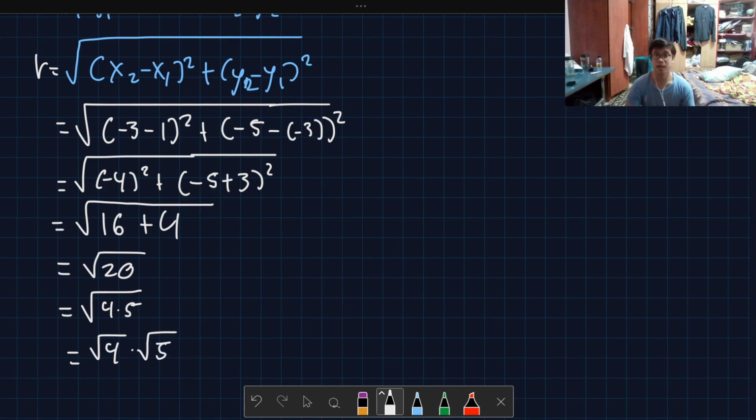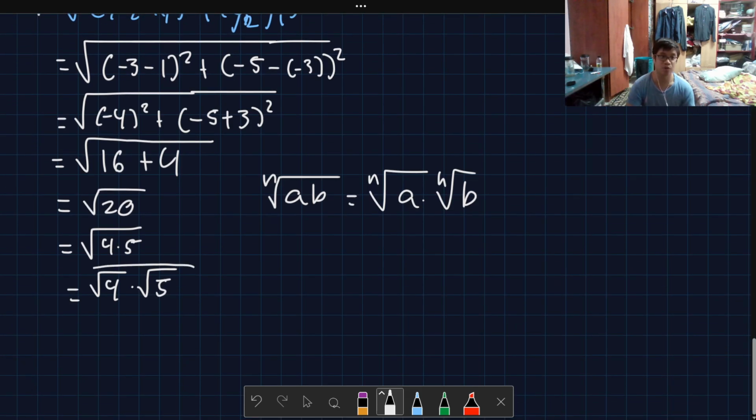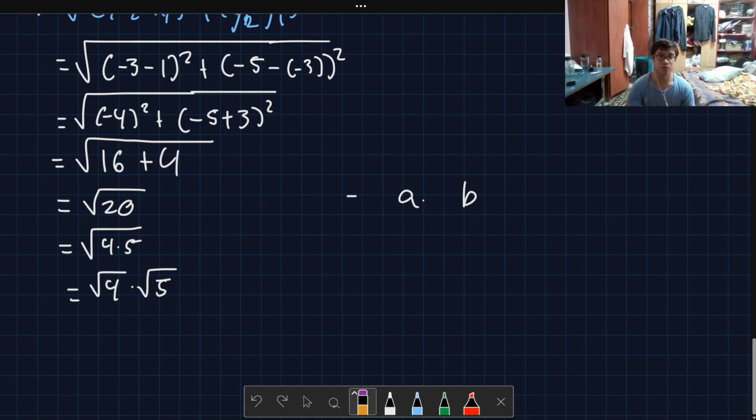That's actually valid because according to the law of exponents, or law of radicals, if you have a root of a times b, it could be a square root or cube root, you will have n-th root of a times n-th root of b. You know what I mean? So therefore, instead of square root of 4 times 5, we can have square root of 4 times square root of 5. And the fact that we have square root of 4 given here, this is just the same as 2. And that's it.